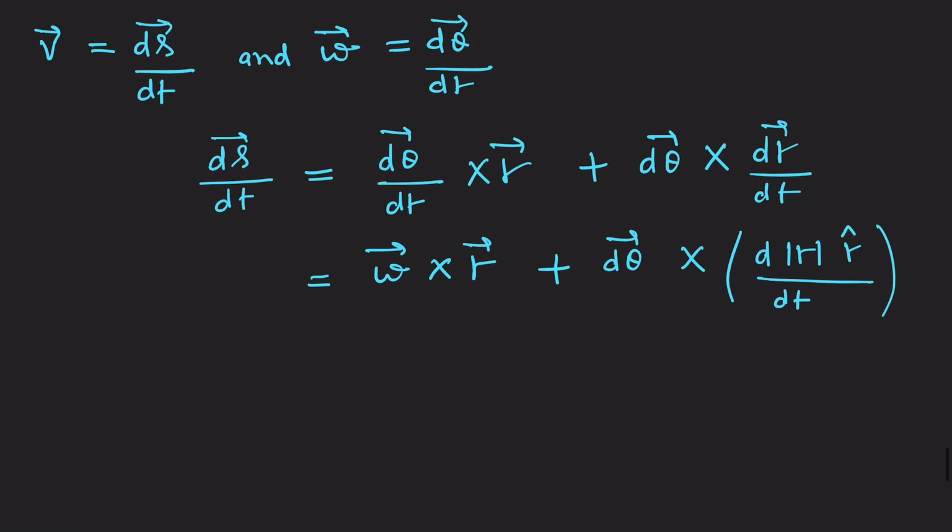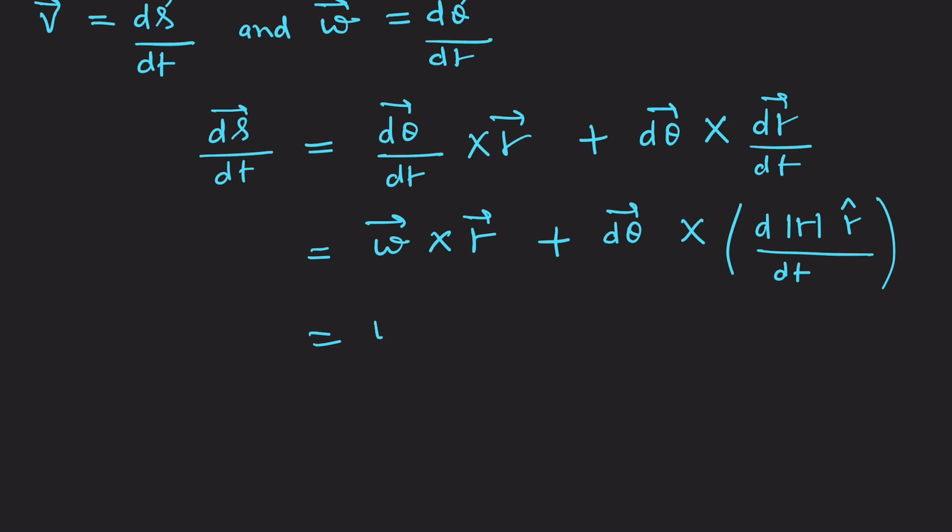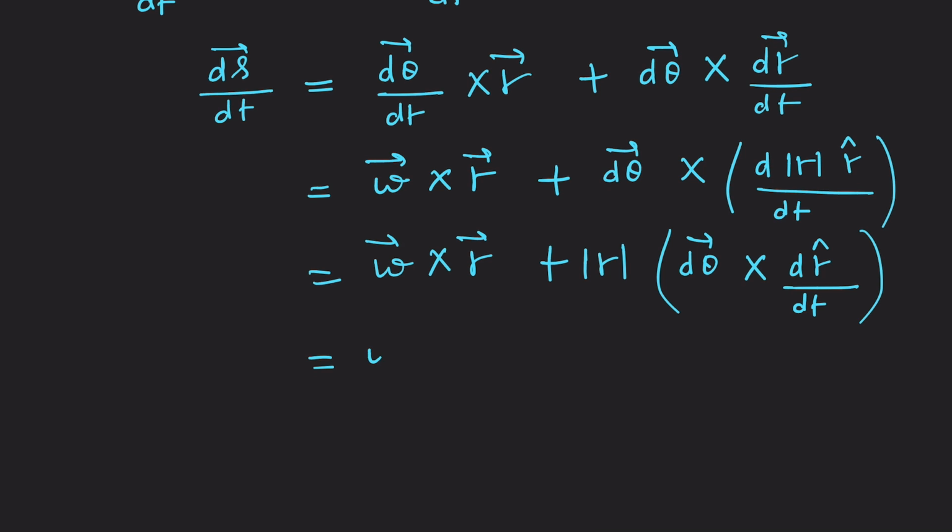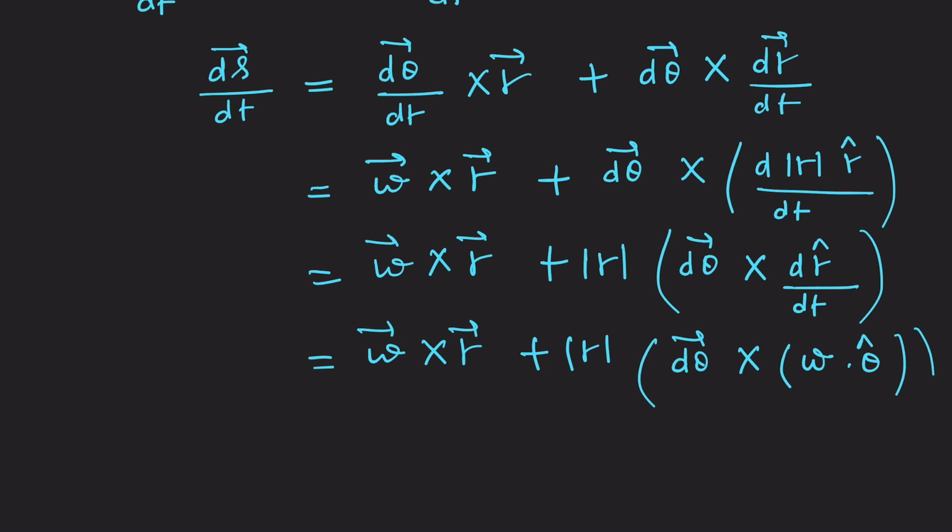And guys, r is constant for a uniform circular motion, so we can take r outside. So let me take r outside, and now in this, d theta cross dr cap by dt. Now guys, this is omega cross r plus mod r d theta cross, and here you know that it will be omega theta cap. This will be the value of this.